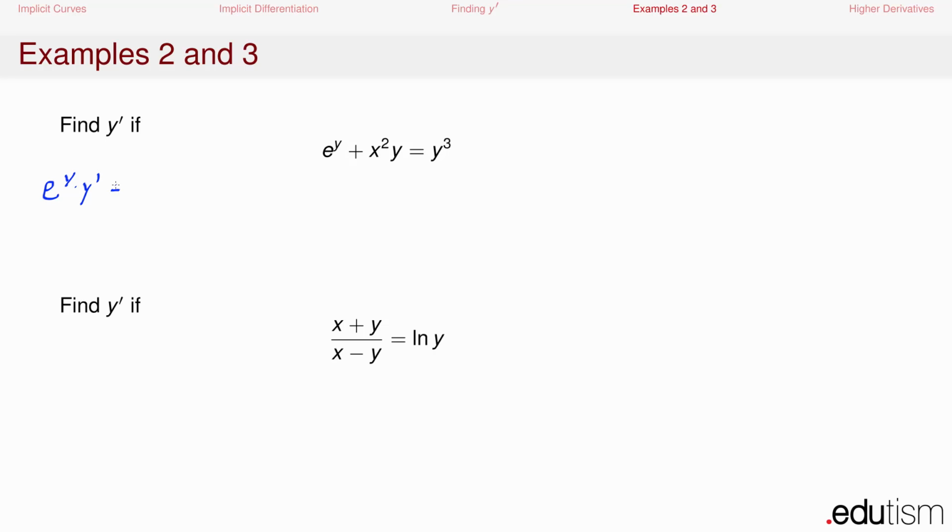We want to do the derivative of x squared y. We're going to do the derivative of the first, which is going to be 2x, times the second, which is y, plus the derivative of the second, which is y prime, times the first, which is x squared. And then on the right-hand side, the derivative of y cubed is going to be 3y squared times y prime. Again, that's using the chain rule.